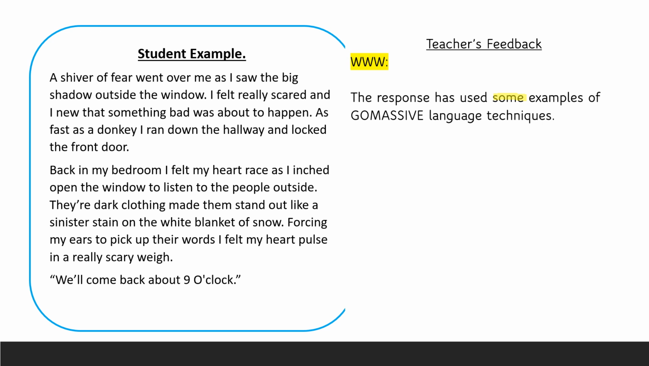So if we look at it there, one of the Go Massive techniques that stands out to me quite a bit would be they've got a sinister stain, which is alliteration. And if you're thinking a little bit more complicated, we're thinking about sibilance as well. And it says there's a white blanket of snow. Well, it's not literally a blanket of snow, so therefore they have used a metaphor in it there as well.